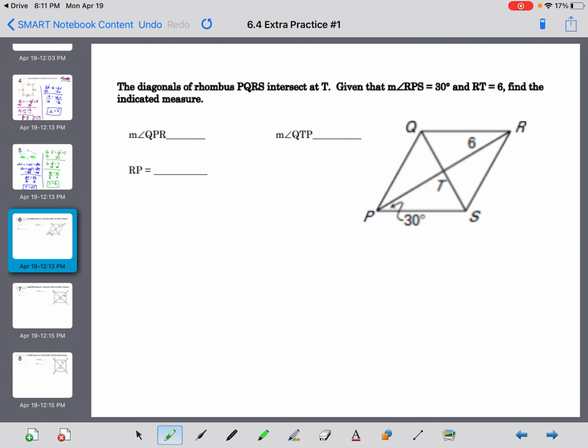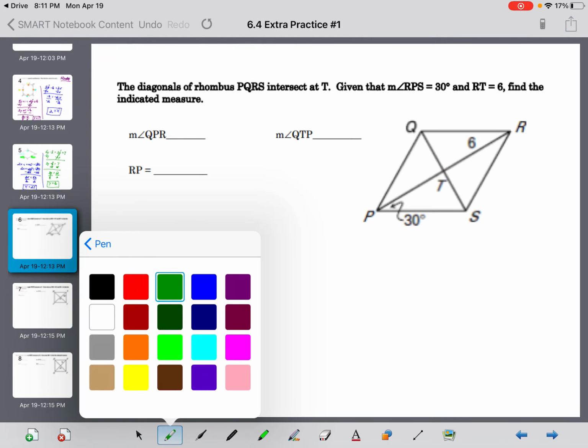Okay. The diagonals of rhombus PQRS intersect at T. Given that the measure of angle RPS is 30, which they show in the picture, and the length of side RT is 6, find the indicated measures.